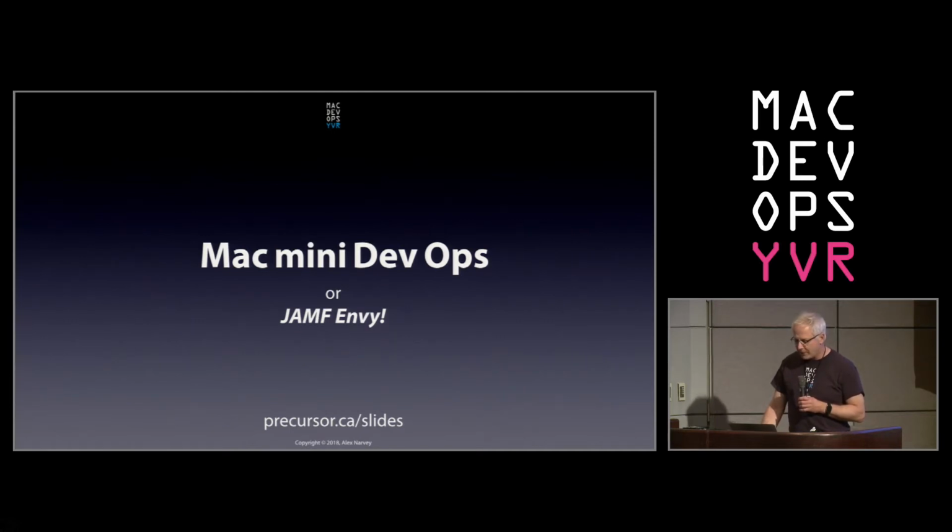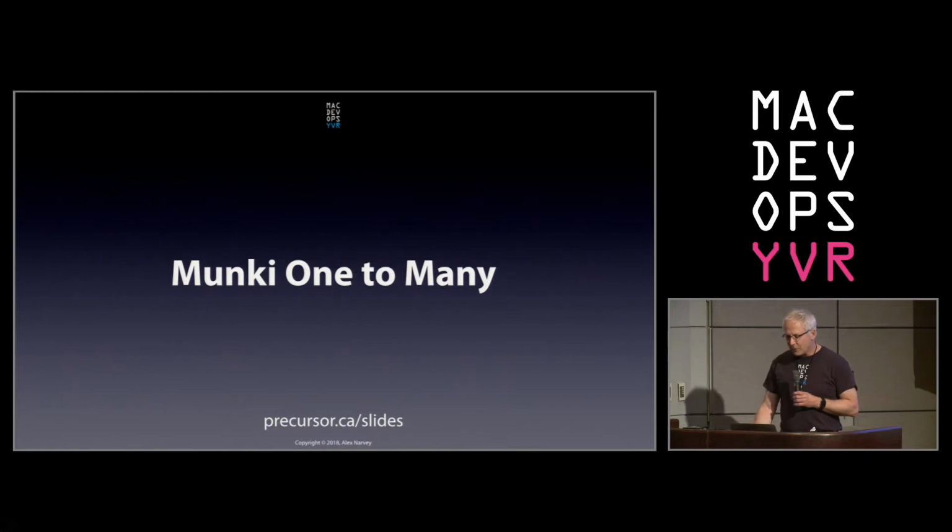Matt Eakes asked me to give a short talk about my implementation of Monkey One-to-Many and my Monkey self-service items. I'm going to race through this prezzo, so don't worry about writing anything down. If you see a URL, just download the slides from precursor.ca/slides. So let's get started with Monkey One-to-Many.